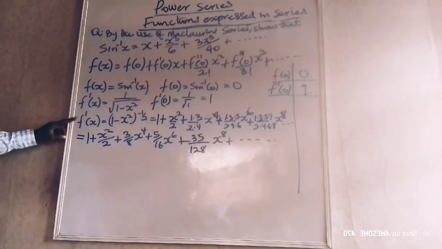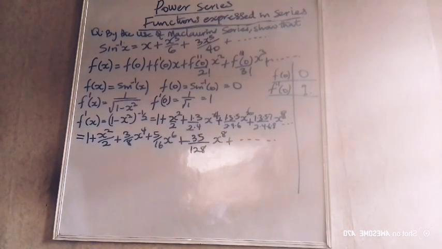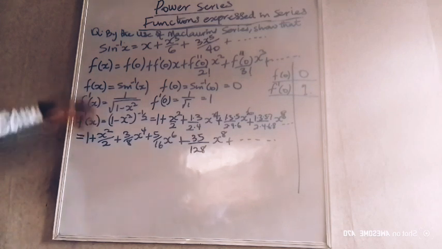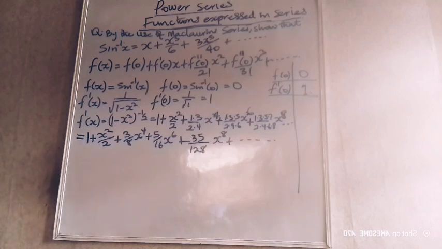Now, you have expressed 1 over root of 1 minus x squared in power series. And that gives us 1 plus x squared over 2 plus 3 over 8 x raised to the power 4 plus 5 over 16 x raised to the power 6 plus 35 over 128 x raised to the power 8 plus continues like that. So with this, further differentiation will be very easy to handle. Now let's go on to the next one.